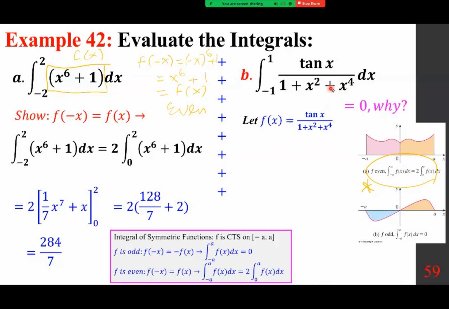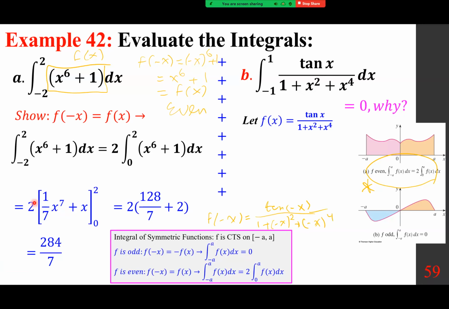So f of x is that. And to prove it's an odd function, just evaluate f of minus x. So tan of minus x over 1 plus minus x quantity squared plus minus x to the power of 4. So let me just write this one because I don't have it here. If I want to evaluate f of minus x, f of minus x means this: tan of minus x over 1 plus (minus x) squared plus (minus x) to the power of 4.